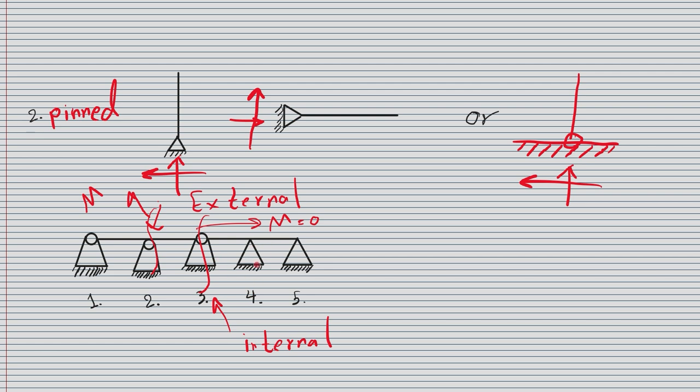In number 4, as you can see, these two are the same. Number 2 and 4 are the same. You can either draw the actual pin or not, but they're the same. And number 5 and number 1 are the same too, because this is at the end of the beam, M is 0. And here, the pin is actually internal, and it is also at the end of the beam, so M is 0.